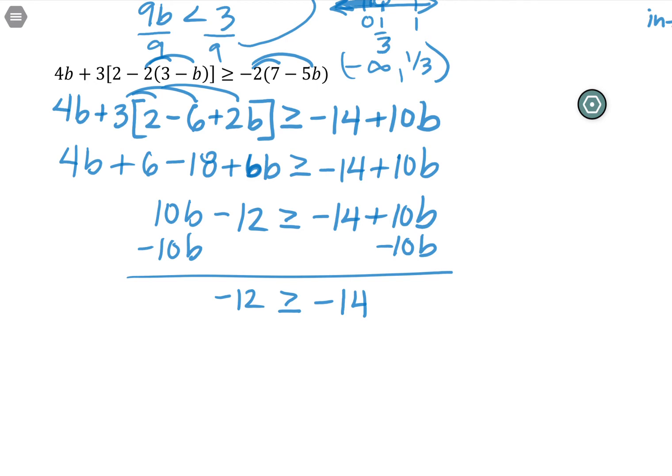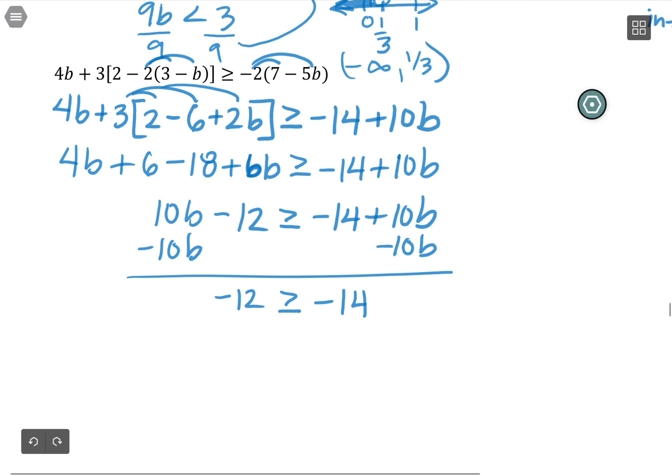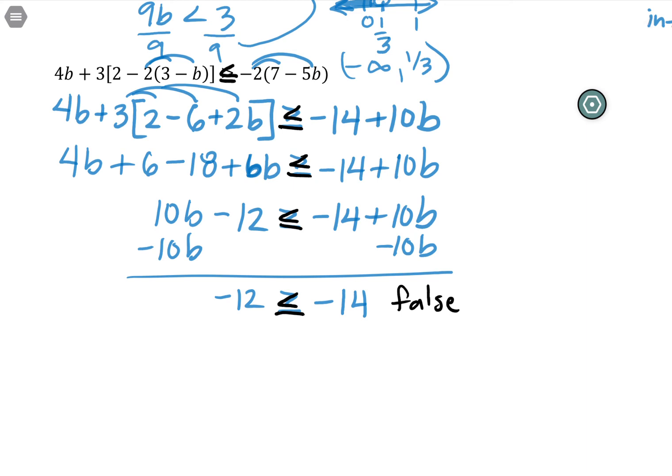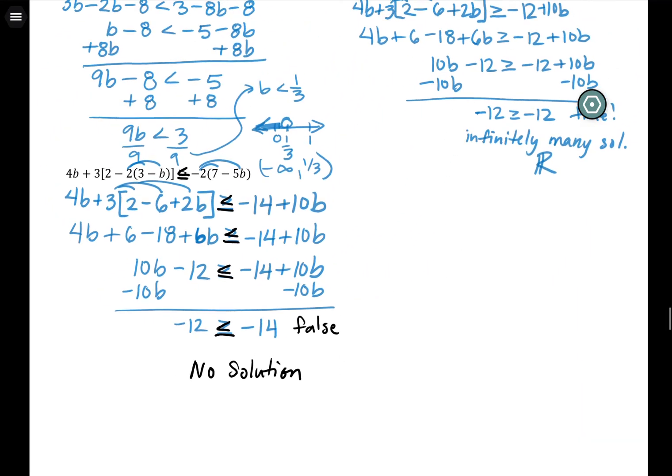So let's go back to my beginning and just pretend. So this would be another all real numbers or infinitely many solutions. What I was trying to show you is if this was going the other direction, you can also end up with a statement that's false, just like with the equations. Regardless of the value of b, it is never true that negative 12 is less than or equal to negative 14. Negative 14 is the smaller of the two. So this has no solutions. So that can happen with inequalities just like it can happen with equations.